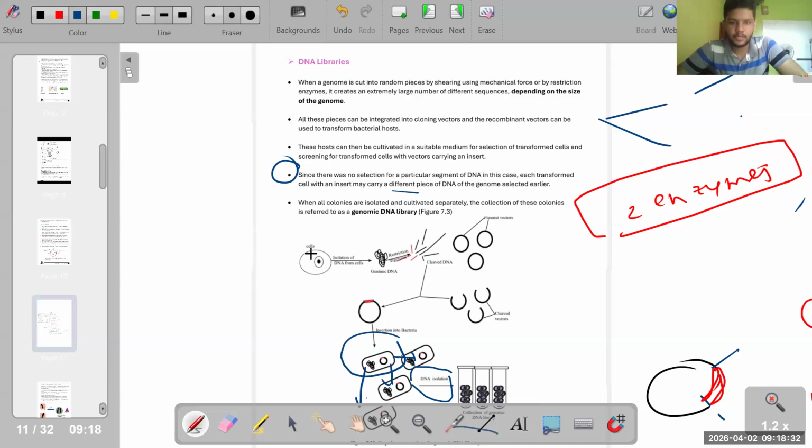Okay. Last point: when all colonies are isolated and cultivated separately. Colonies means the collection of transform host cells. When all colonies are isolated and cultivated separately, the collection of these colonies is called a genomic DNA library. Is that clear? Just go through that part from the DNA library till this part and let me know if you have any doubts.